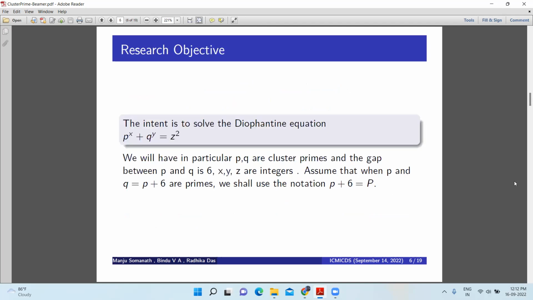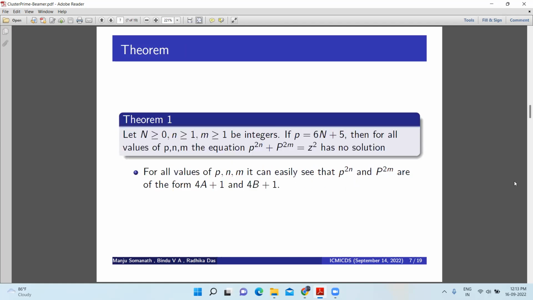And my research objective was to find the solution of the Diophantine equation p raised to x plus q raised to y equal to z square, where p and q are taken as cluster primes with prime gap equal to 6, and x, y, z are integers. Here we give the notation q equal to p plus 6, and we shall use the notation p plus 6 equal to capital P.